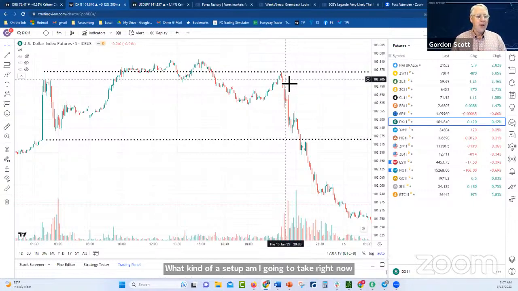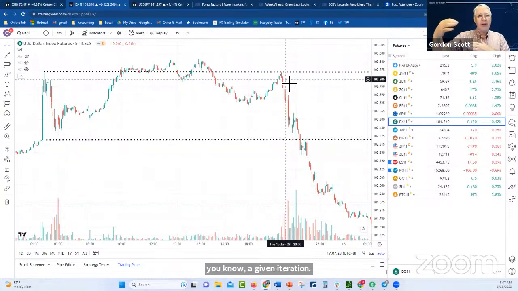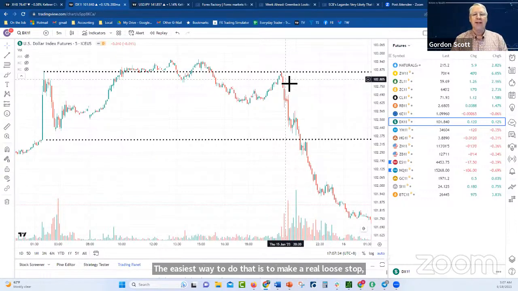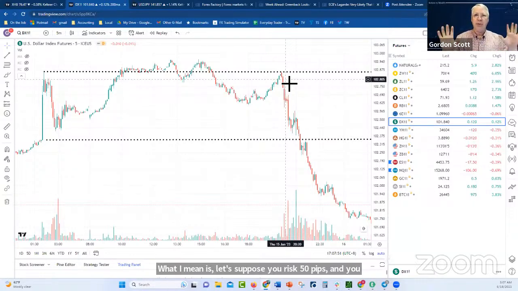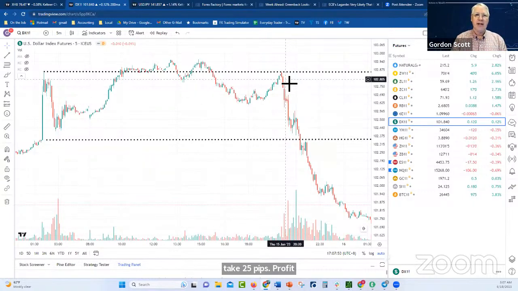Now, most people like to be right. Most people like to win on a given iteration. The easiest way to do that is to make a real loose stop loss and a really tight profit target. That almost guarantees that you win a majority of the time. What I mean is, let's suppose you risk 50 pips and you take 25 pips profit. Simple as that. Doesn't matter what currency you're looking at.